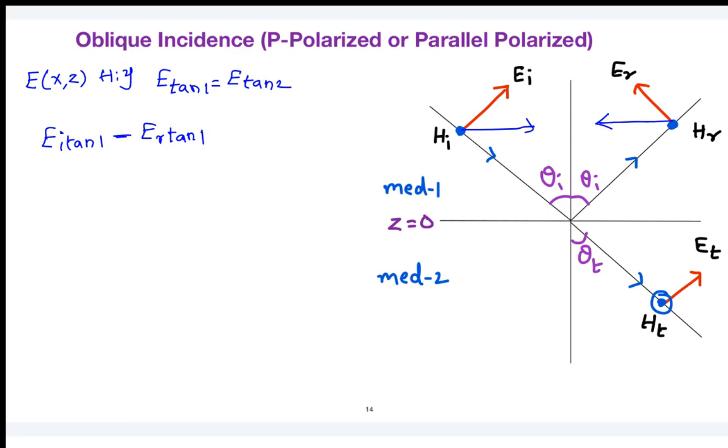If you see here, this tangential component and this tangential component are moving in opposite directions. So that is the reason why the net tangential component is the difference of the tangential component of the incident field and the tangential component of the reflected field, which is equal to E tan 2. So this is your E tan 2 in medium 2, the tangential component of the transmitted electric field.